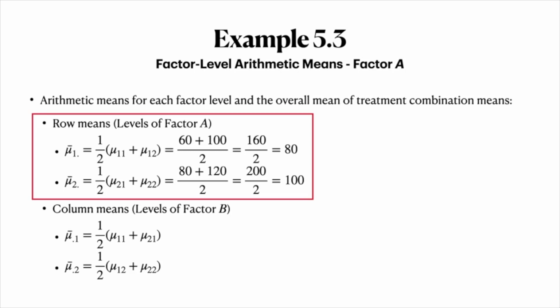and so the mean of the first level of factor A is equal to 80. Mu bar 2 dot is the arithmetic mean of the treatment means for those treatment combinations that have the second level of factor A, and so that's going to be the mean of the values in the second row of our two-way table, and that turns out to be 100.